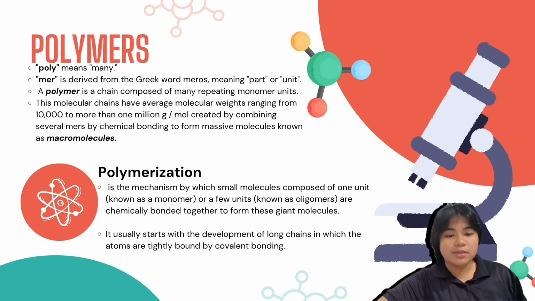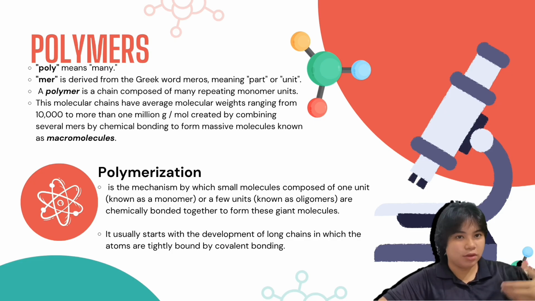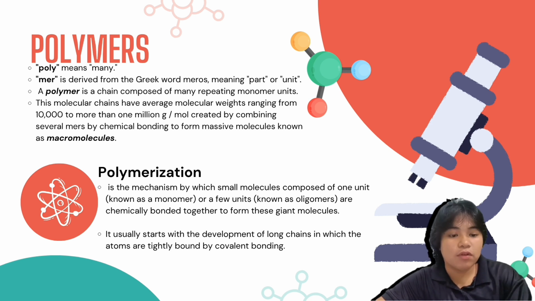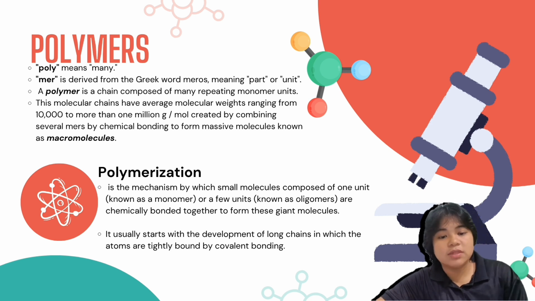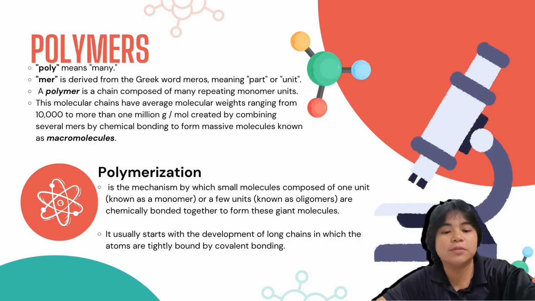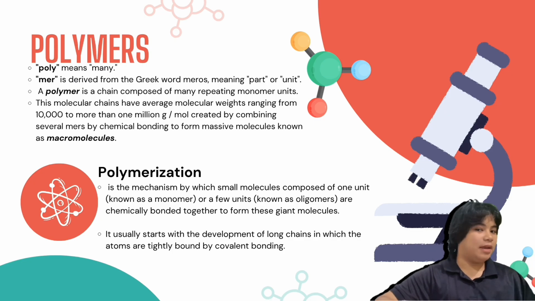So in this, we also define polymerization. When we say polymerization, it is the mechanism by which small molecules composed of one unit known as monomer or a few units known as oligomers are chemically binded together to form these giant molecules. So yun yung macromolecules, diba? Yung giant molecules. Then, this polymerization, it usually starts with the development of long chains in which the atoms are tightly bound with covalent binding. So, tandaan nyo yun. The atoms are tightly bound by covalent binding.